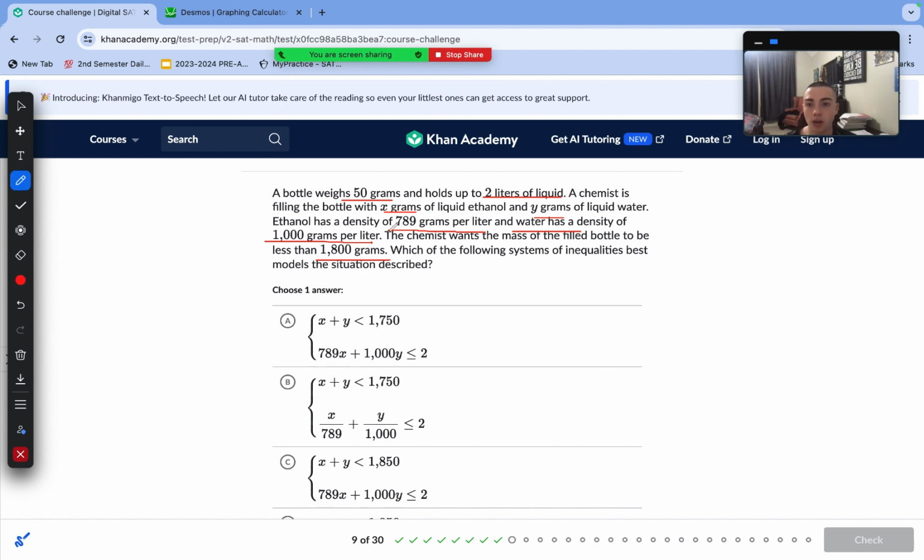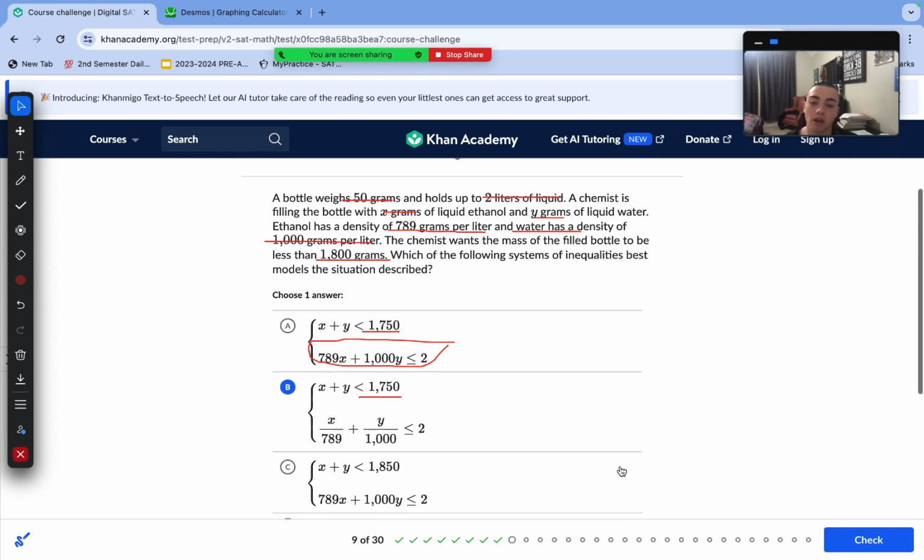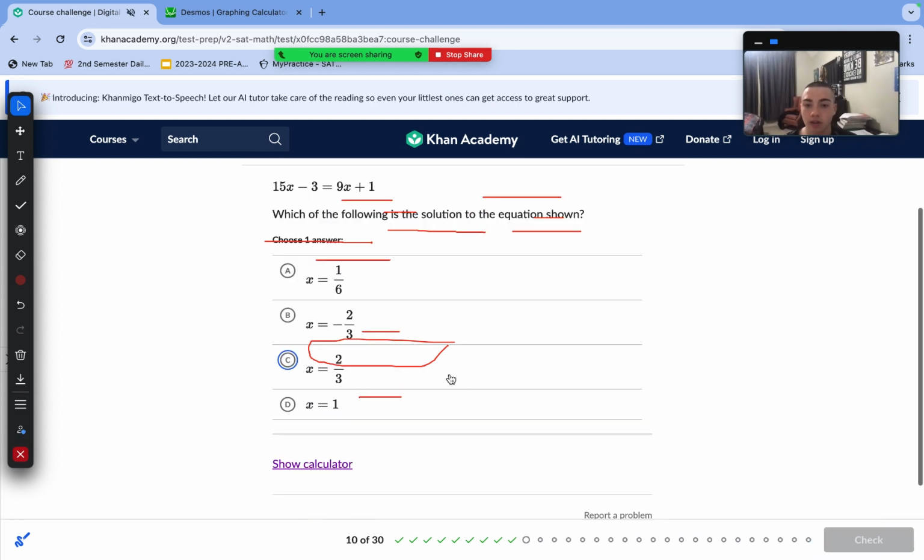So we know that the bottle is going to weigh 50 grams automatically, so we are going to have to subtract 50 from our 1,800. That's why we're going to need less than 1,750. And then we can take a look here. Would it make sense for 789 times one number plus 1,000 y times one number to be less than or equal to 2? With amounts of grams, that would be a minuscule amount. That means the answer choice B is the only one that makes sense here and is the correct answer.